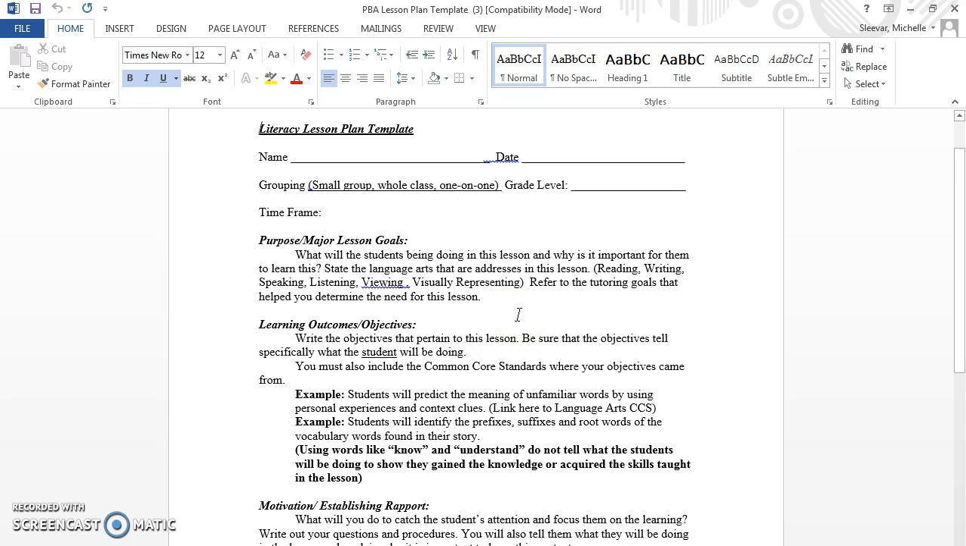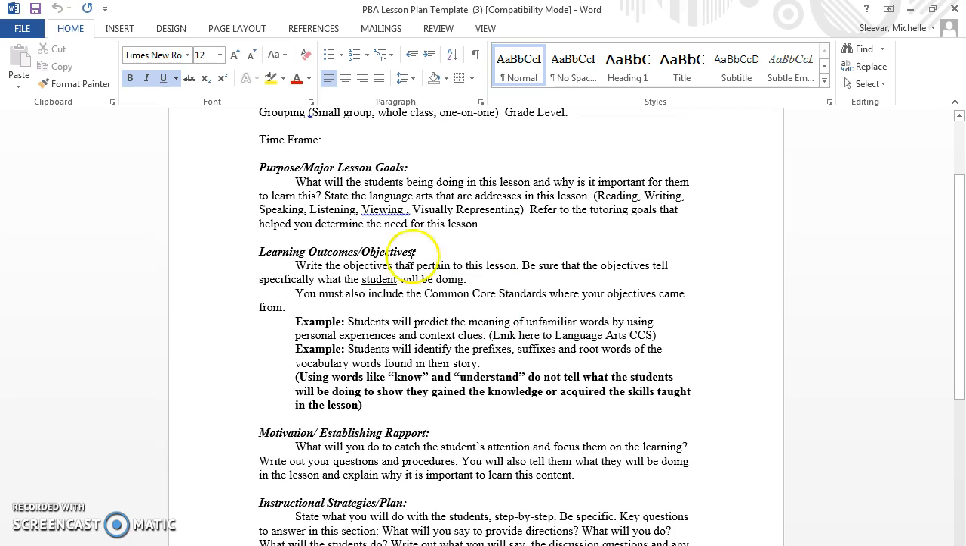Moving down to the next section of the lesson plan is the learning outcomes and objectives. This is where you're going to be stating what the objectives are for your lesson, what you expect the student to learn. And I have a couple of examples here for you, but basically you're saying as a result of this lesson, the student will be able to, and I want you to have at least 2 objectives, if not 3, because I'm assuming you are addressing both reading and writing in your lesson plans, and of course the other language arts are fitting in there as well.